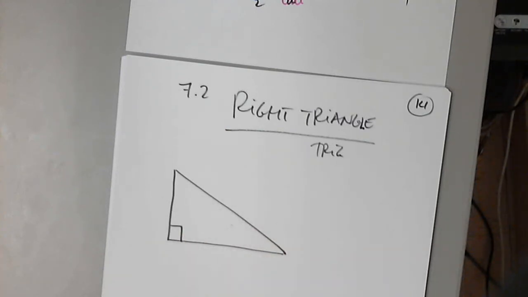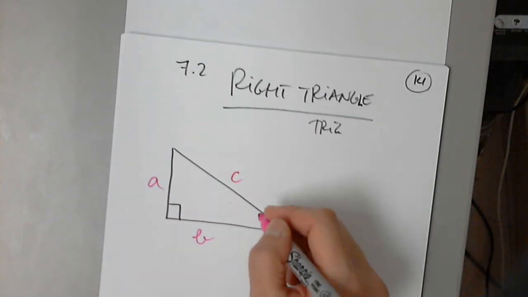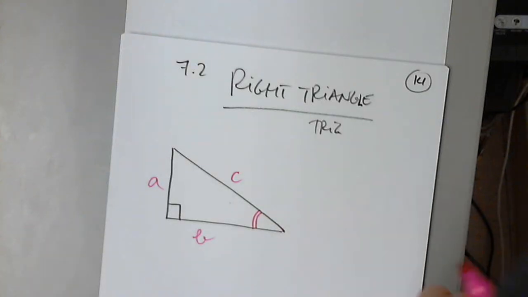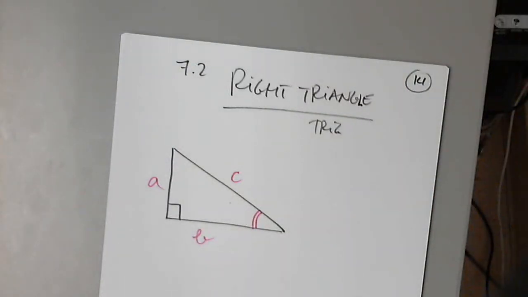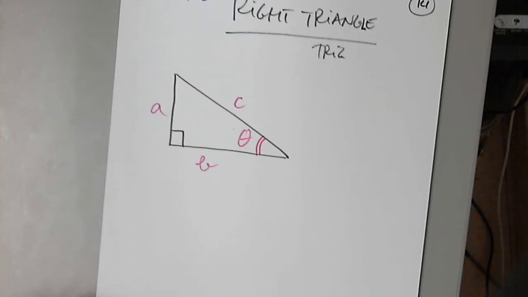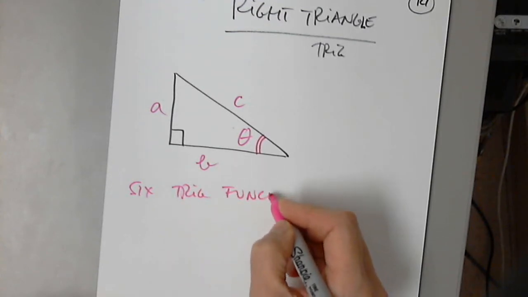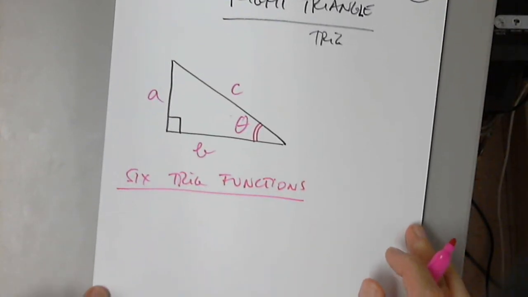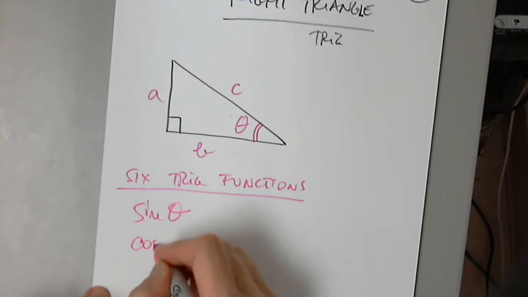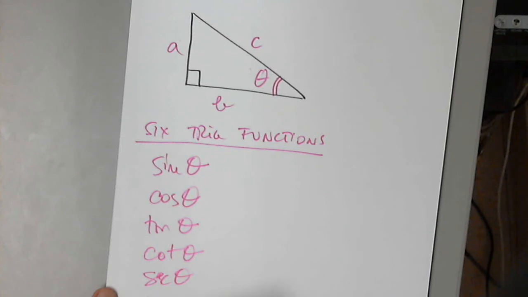We're going to denote the sides by A, B, and C. And we're going to talk about this angle. Which letter you would like to use, it doesn't matter. Which one is easier to write? Theta. Theta. Very good. We're going to define 6 trig functions: sine theta, cosine theta, tangent theta, cotangent theta, secant theta, and cosecant theta.